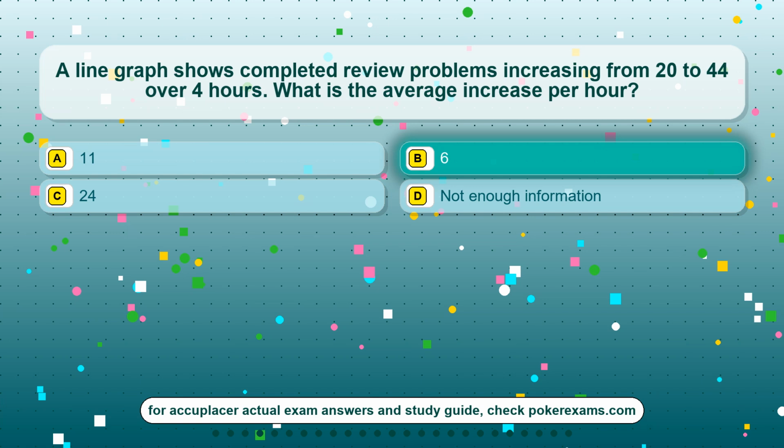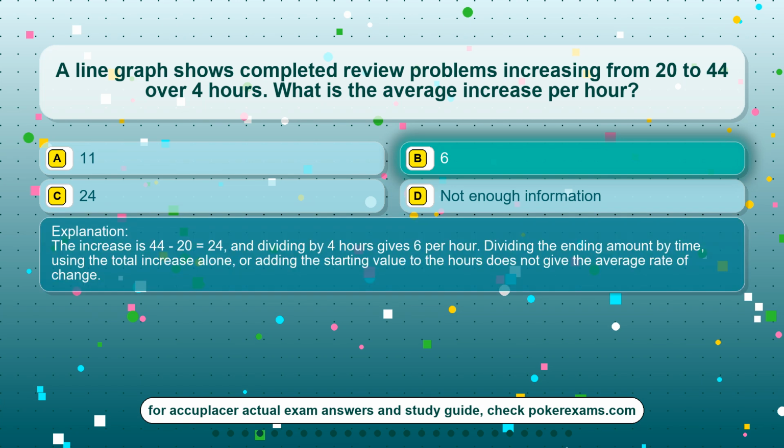The correct answer is option B, 6. The increase is 44 minus 20 equals 24, and dividing by 4 hours gives 6 per hour. Dividing the ending amount by time, using the total increase alone, or adding the starting value to the hours does not give the average rate of change.